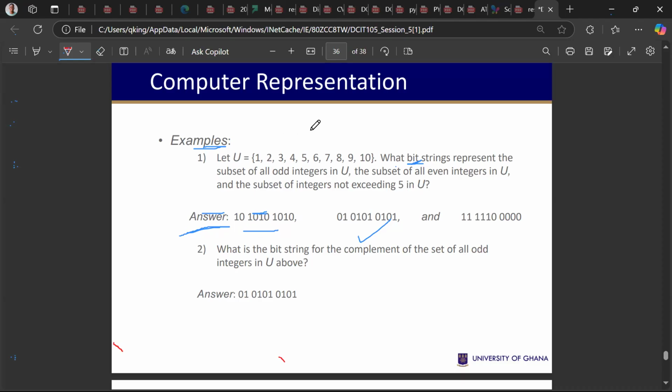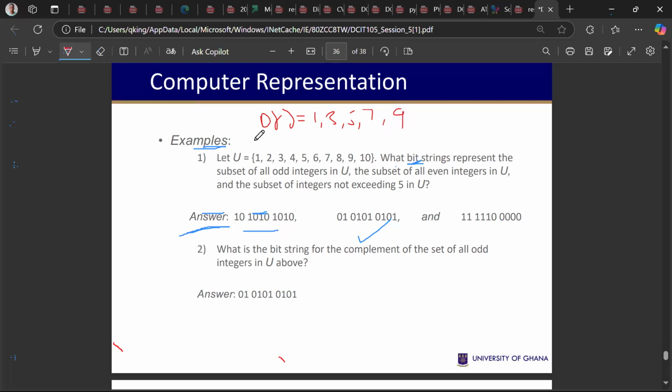With this question, first of all, we are looking for the odd numbers. So the odd numbers are 1, 3, 5, 7, and then 9.